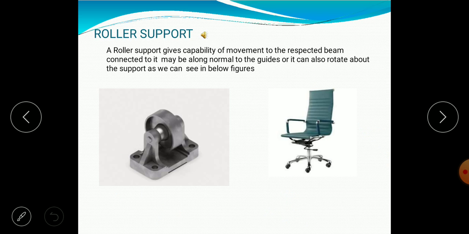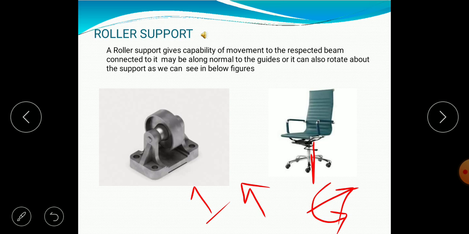And the third one is roller support. The roller support, as the name itself says, can move horizontally by providing some rollers. Here, if you observe this wheelchair or revolving chair, it can move horizontally but it can't move vertically. So it can move horizontally and about its axis it can revolve also, that is rotation. So there is freedom in 2 directions, freedom in horizontal direction and freedom in rotation. So degree of freedom is 2 and what about the reaction? Reaction is 1. Okay, why?